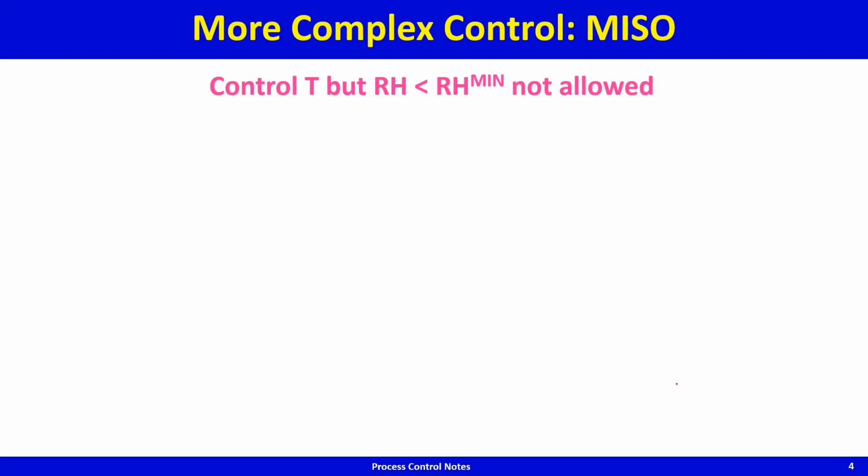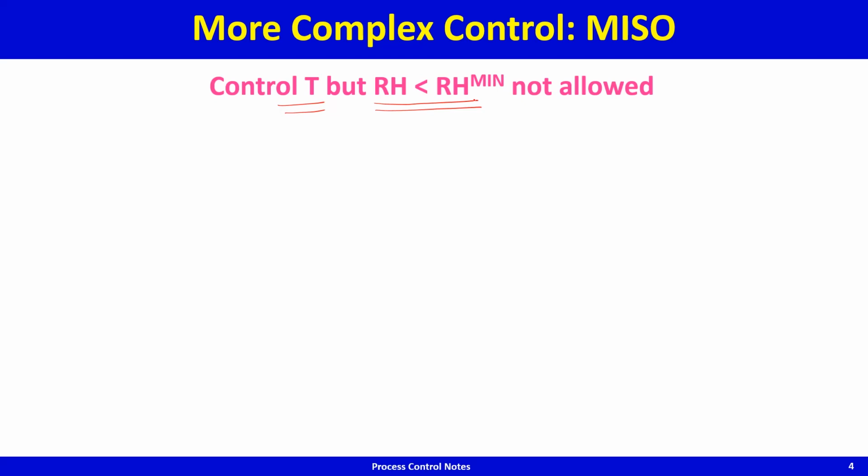So now in this case what we want is to control the temperature, but we don't want the relative humidity to go below a minimum level at which people start feeling uncomfortable. So in this case, if RH starts to go below RH min, then you have to switch, and instead of the heater duty controlling temperature, now the heater duty will be adjusted to hold RH at RH min and temperature will float.